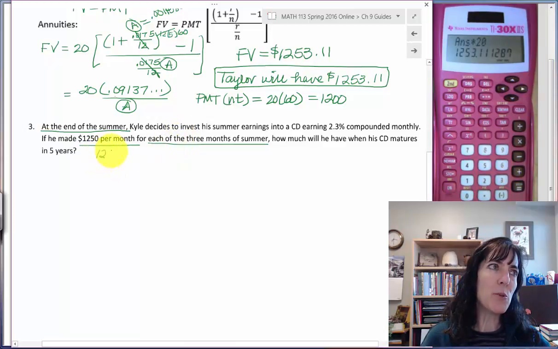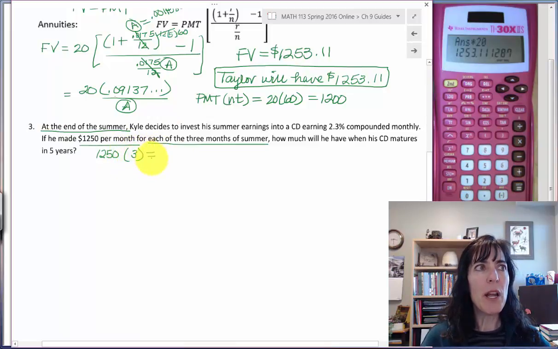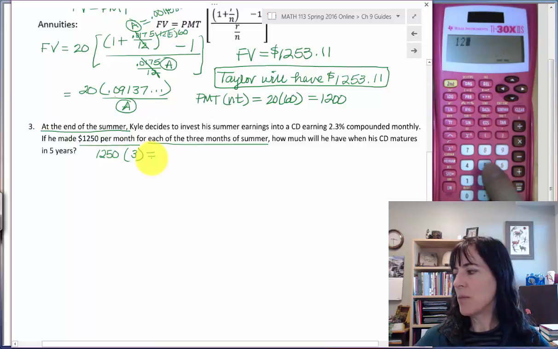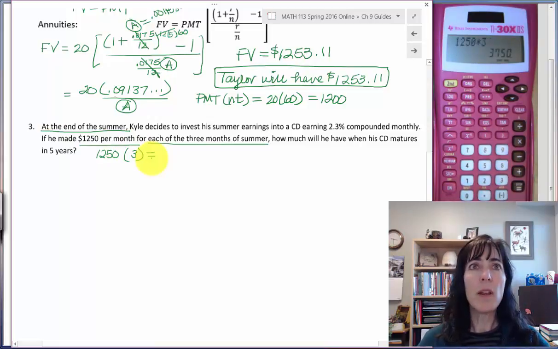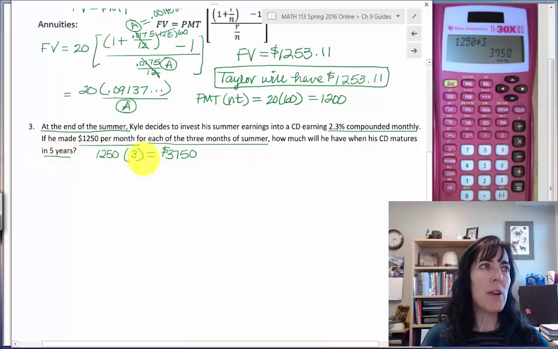So if he made $1,250 per month, then we can multiply that by the 3 months of summer and see what he got. $3,750. So now he has $3,750 at the end of the summer, and he's going to deposit that into a CD earning 2.3% compounded monthly. How much will he have when his CD matures in 5 years?